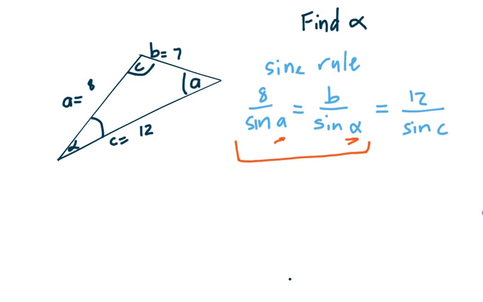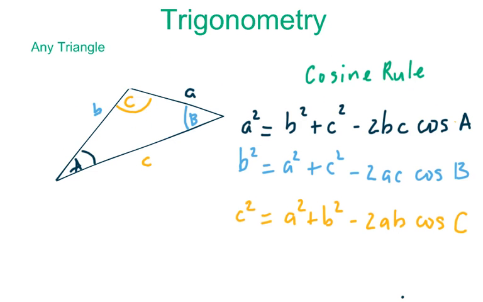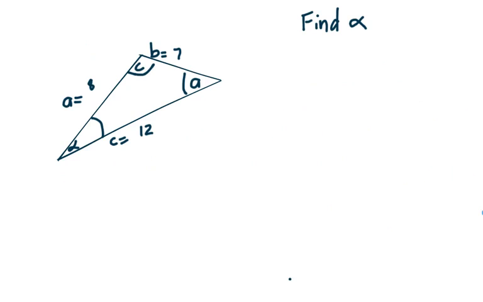Let's refresh what the cosine rule is. A squared is equal to B squared plus C squared minus 2BC times the cos of angle A. In our case, the angle that we're looking at is going to be angle alpha. And angle alpha is between the two sides, 8 and 12. So therefore, B squared is going to be equal to A squared plus C squared minus 2 times AC times cos of the angle that's between the sides AC, which is alpha.